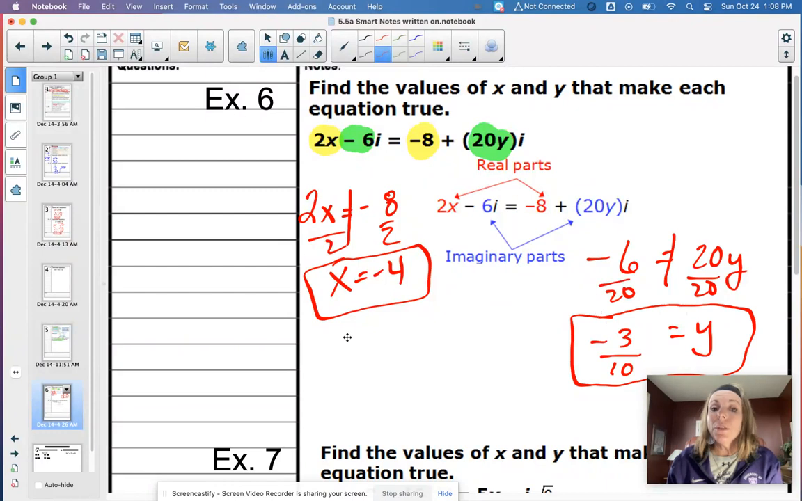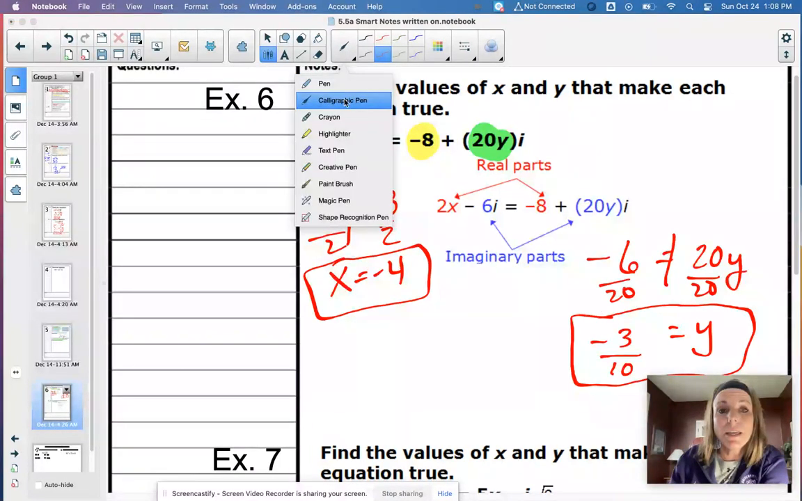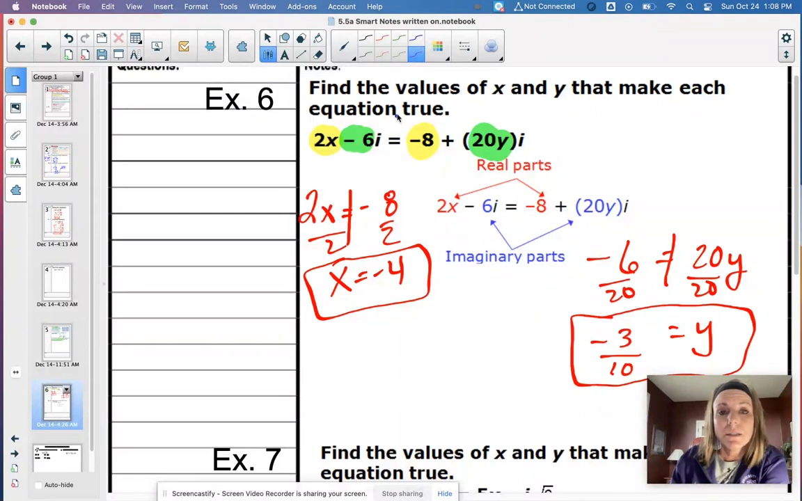And how we found them is, notice, here's our little divider between our two sides, our two complex numbers. We set the real parts equal to each other and the imaginary parts equal to each other and solve for x and y.